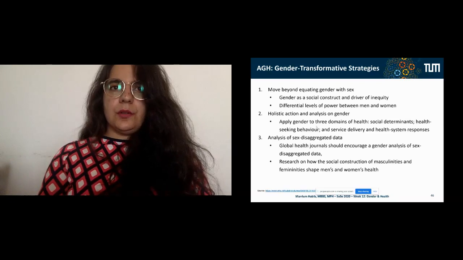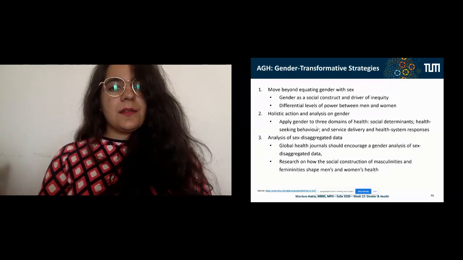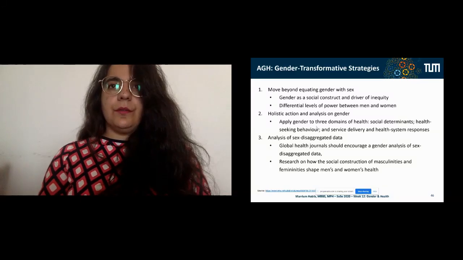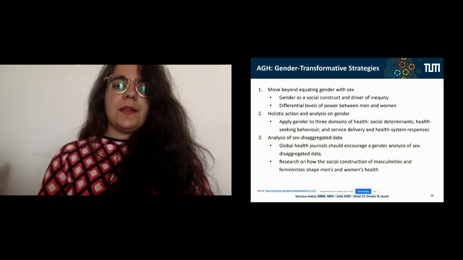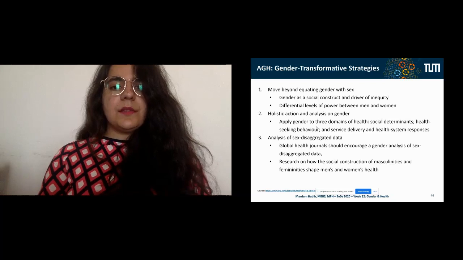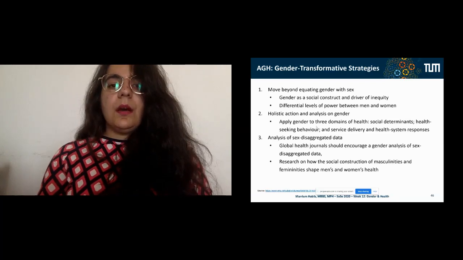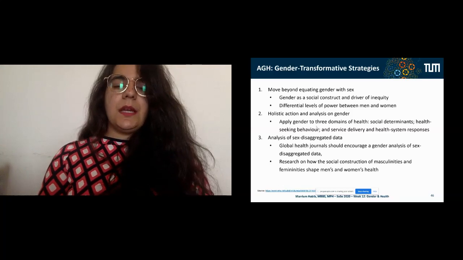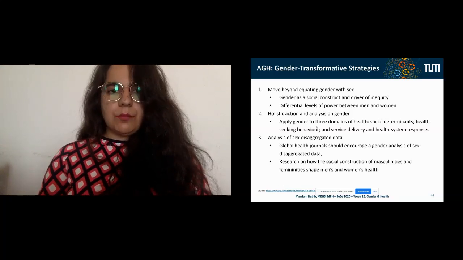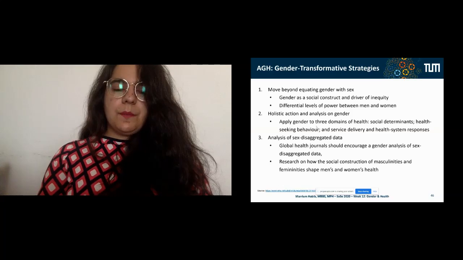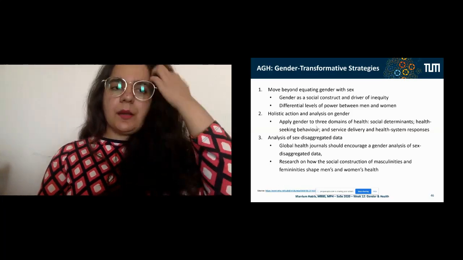Gender is a social construct, while sex is a biological difference. But more tellingly, gender as a social construct is a driver of inequity, and we have to realize that at present there are differential levels of power between men and women because of the concept of gender, and this gives them different parity and different negotiation power. So we always have to keep this in mind when making policy in practice.